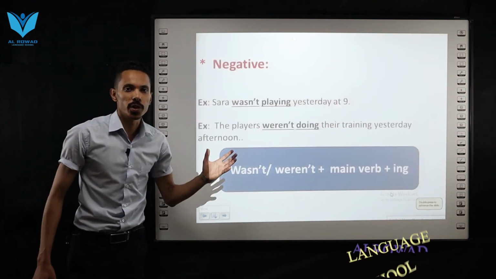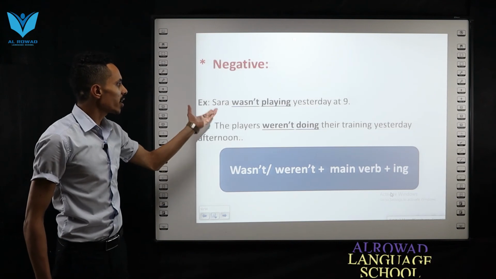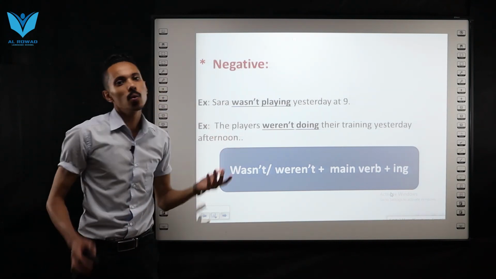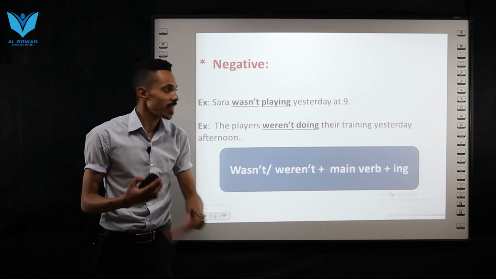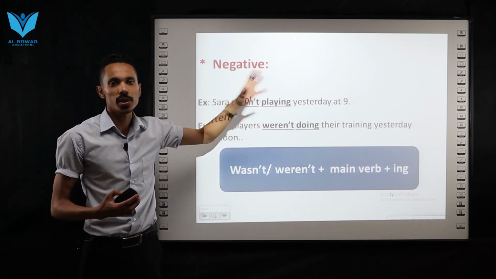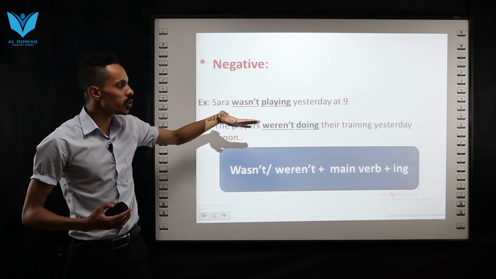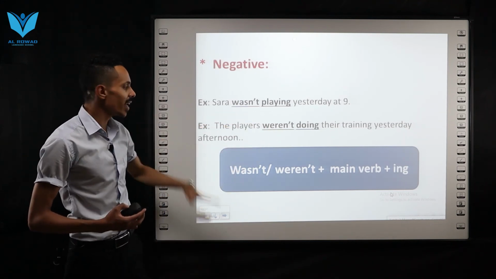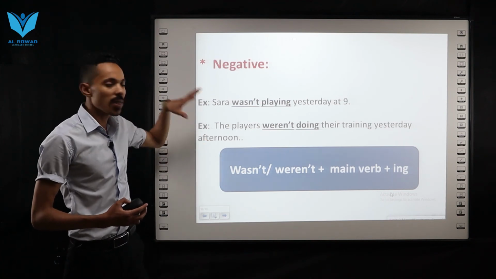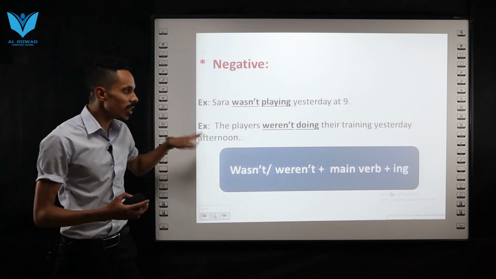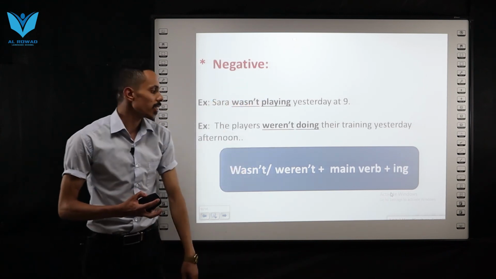For the negative form, for example here, Sarah wasn't playing yesterday. This means Sarah wasn't doing the action at 9 yesterday. The second example, the players weren't doing their training yesterday afternoon. This means the players weren't doing the action in the afternoon yesterday.